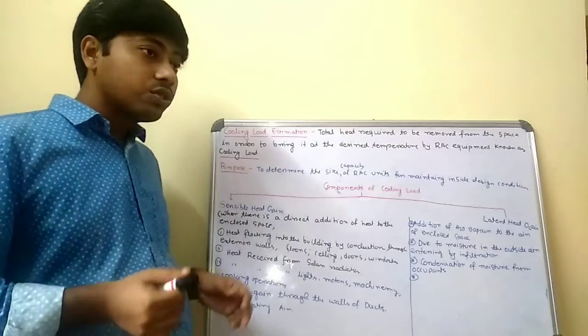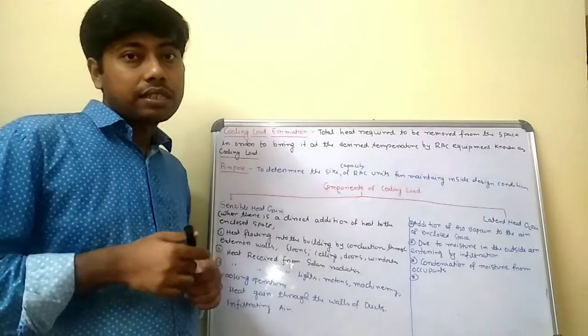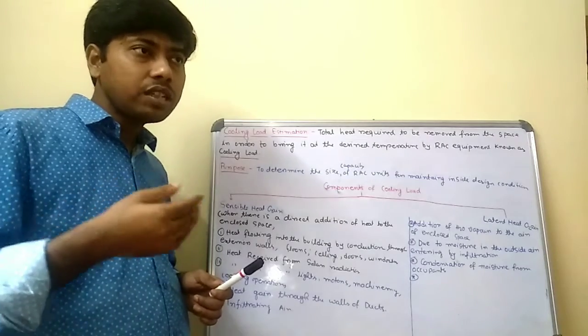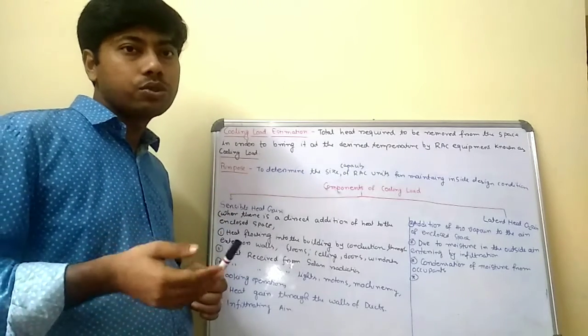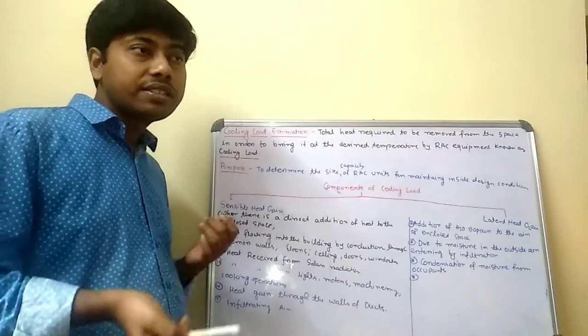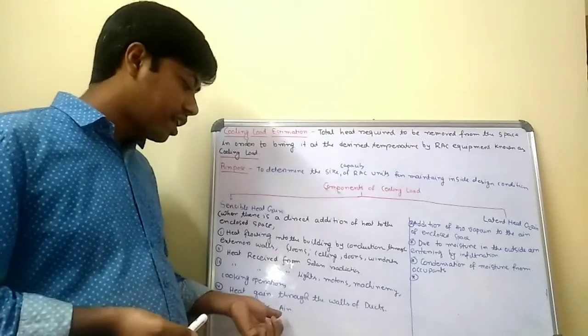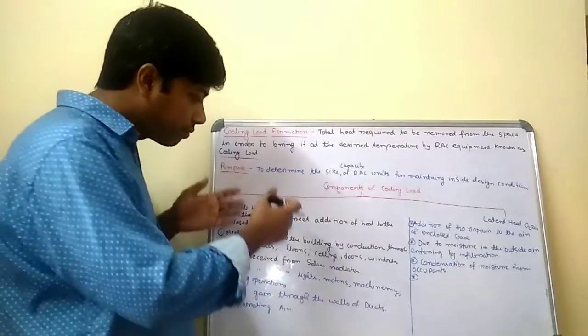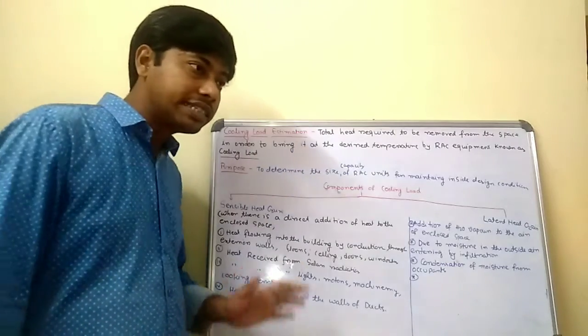Second, infiltrating air. If there are gaps within the windows, or gaps due to the continuous opening and closing of the door, there are various reasons why infiltrating air is also a main cause of sensible heat gain. So these are the various factors for the sensible heat gain.